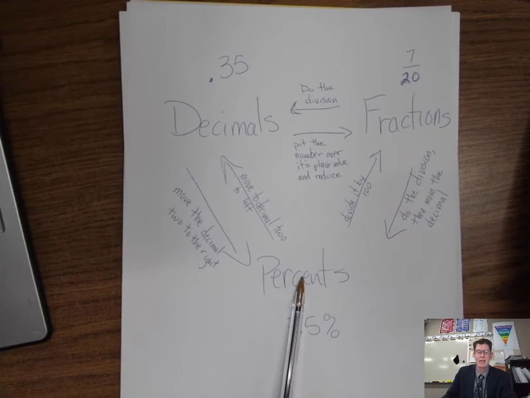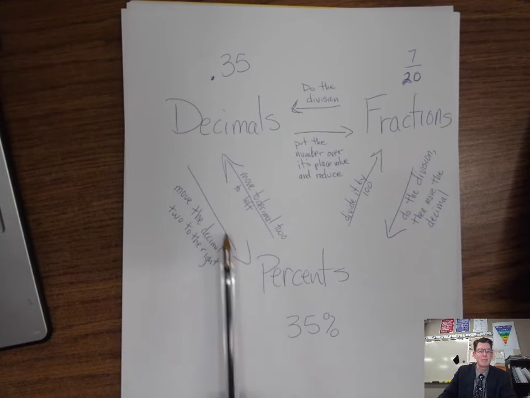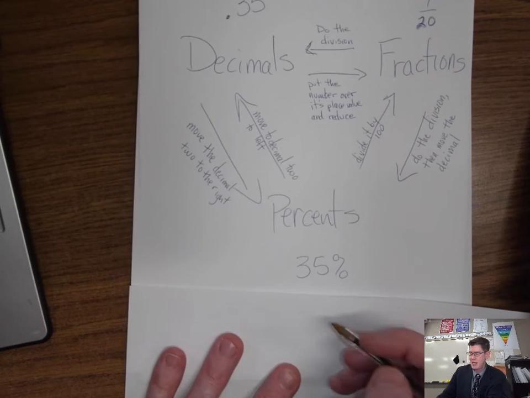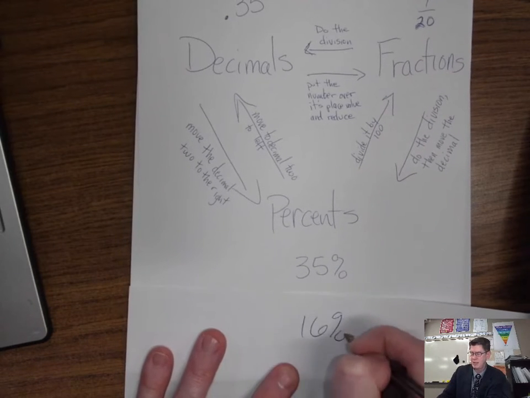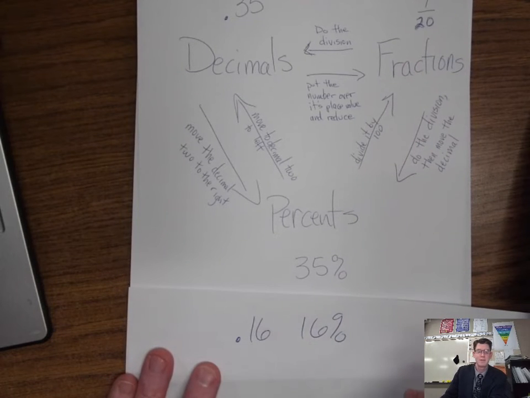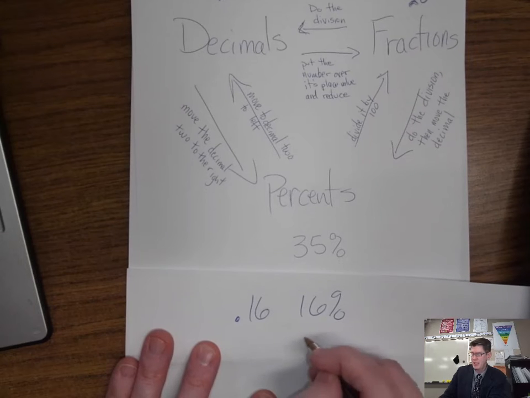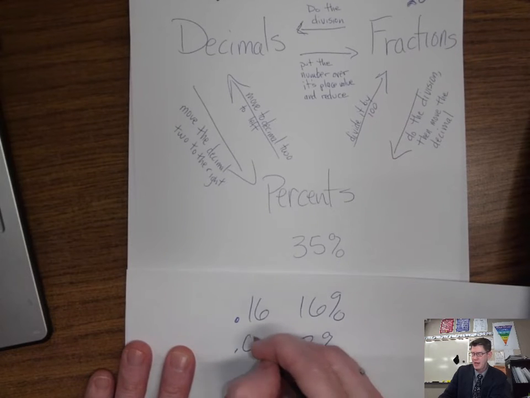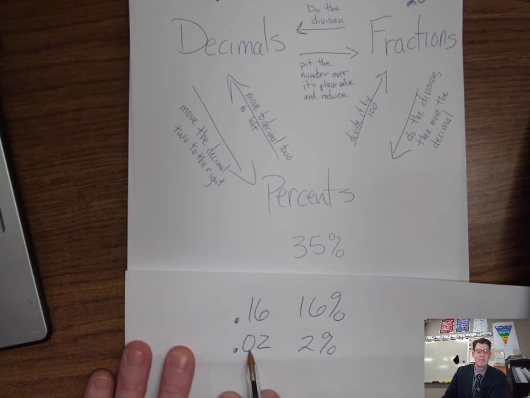Well, what about percents? To make the percent a decimal, you just do the opposite. You move it backwards to the left 2 places. If I had one that was maybe, let's say, 16%, I would move it 2 places to the left, it would become 0.16. Or if I had the percent 2%, when I move it 2 to the left, I have to move it 1 more place, and then I have to put a 0 there to make that the decimal.